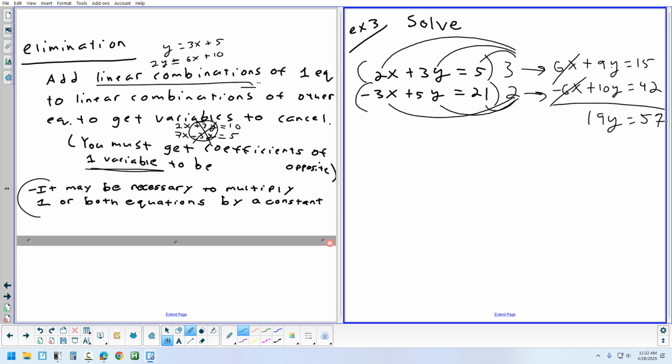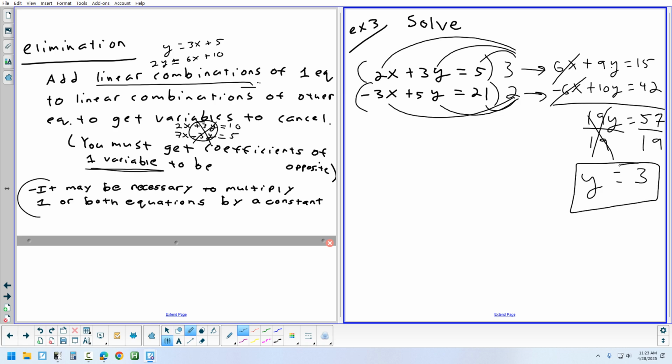In order to add these columns up, one thing I should have mentioned first is the x's have to be lined up, the y's, and then the numbers. In this case, they already were. Everything was lined up. Okay. Last step, to get y by itself. Divide each side by 19. That's gone. And what do we get for y? 3.